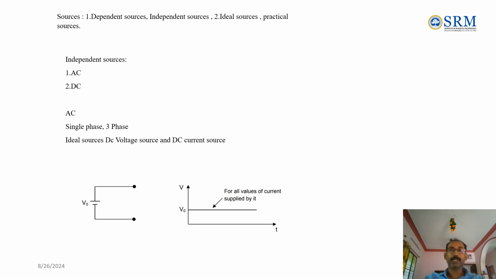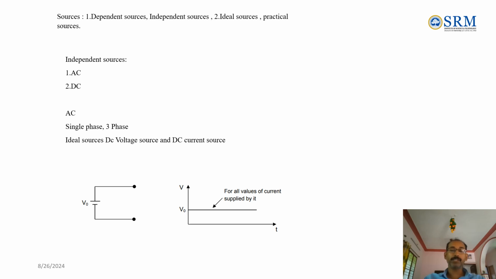For example, if you take a voltage source, definitely there will be some internal resistance. If the internal resistance is zero or negligible, you can call it an ideal source. In practical sources, definitely there will be some internal resistance. A practical voltage source example is a battery cell. Dependent source, independent source. The normal penlight battery you would have seen.